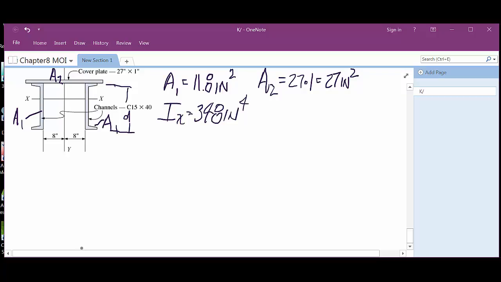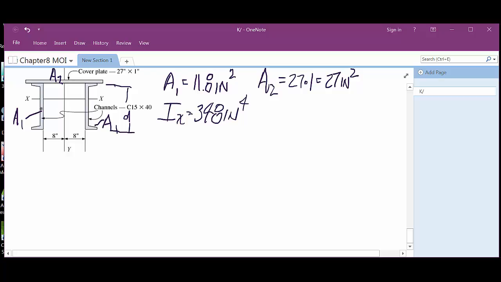I didn't copy that and didn't scan it in, so I apologize if you're watching this at home. But the C15 by 40 is the second column down in that table C1 on page 491. It gives the moment of inertia about the x-axis at 348. We don't know that for the other one, so we're going to have to do some serious work, aren't we?